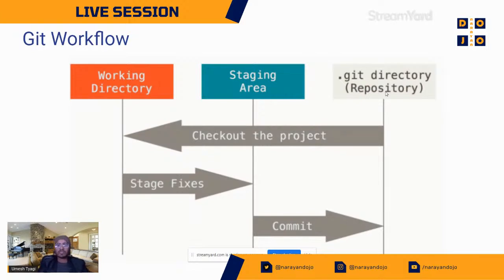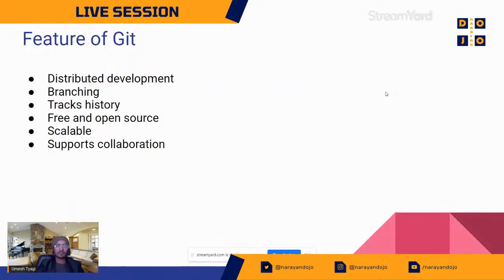So this was some theoretical part of the Git workflow. Let me tell you some features of Git. As we know, Git is a distributed system, and this provides distributed development. Few of the folks will ask how Git provides distributed development systems.